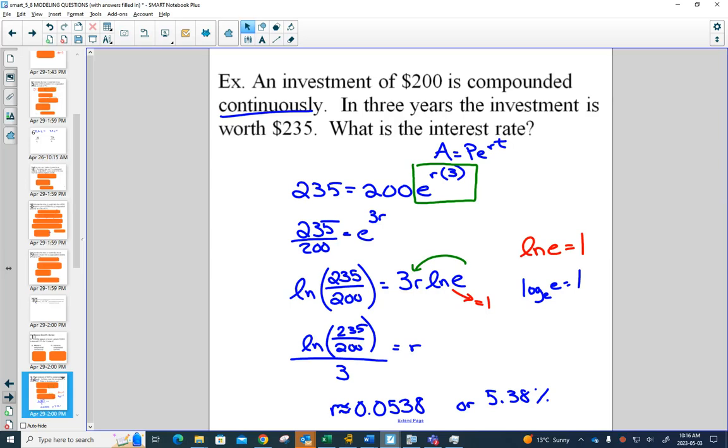All your log laws are exactly the same. I can still bring that exponent out in front. But then the ln e part is equal to 1, because it's really asking, if I write it as a log with a base of e, e to what exponent would be e? And the answer to that is 1. So then you would just need to divide both sides by 3 to get your answer.